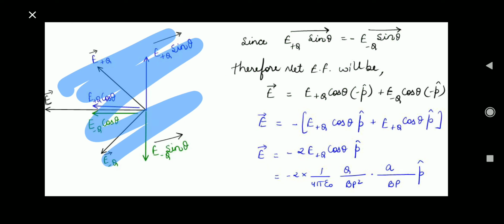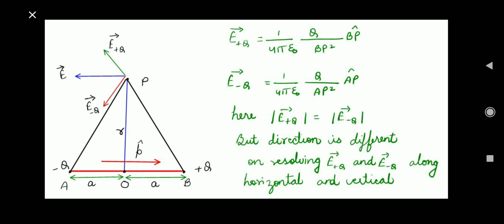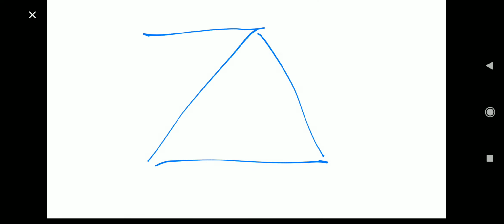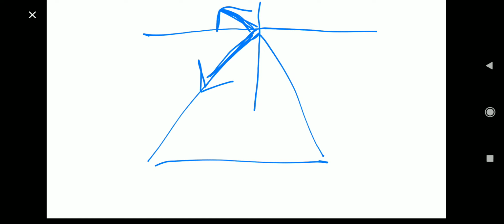Like this we will get the components along horizontal and vertical after doing resolution. So before resolution, I just want to point out here that if this is the triangular figure which you can see here, this triangle I made here, this is the horizontal line and this is the vertical line. One vector you can see here and the other vector is here.